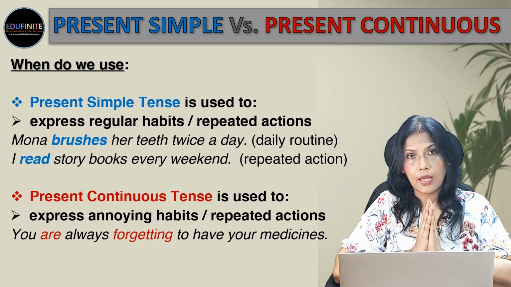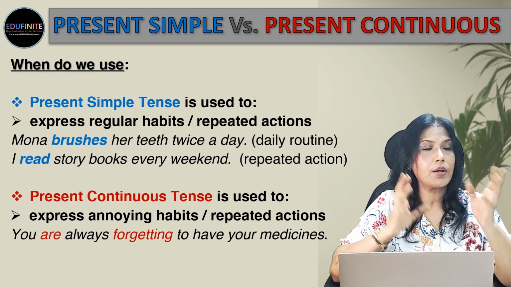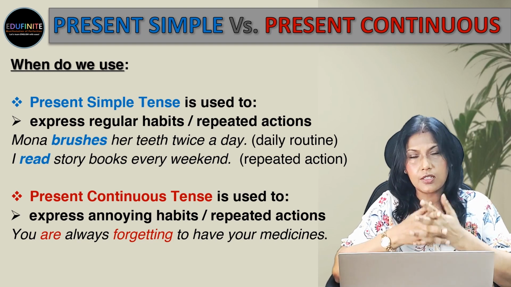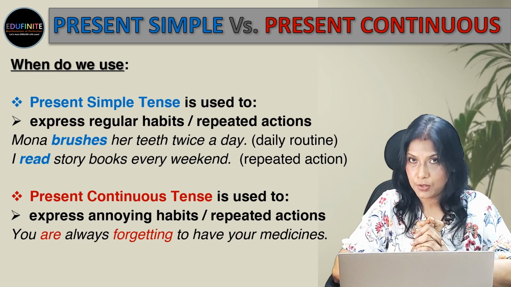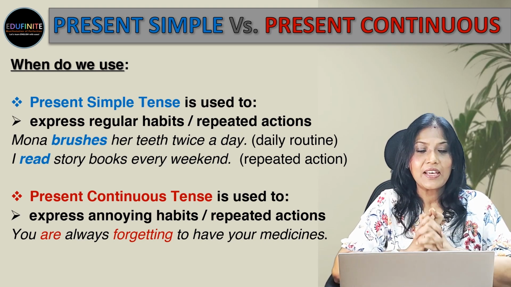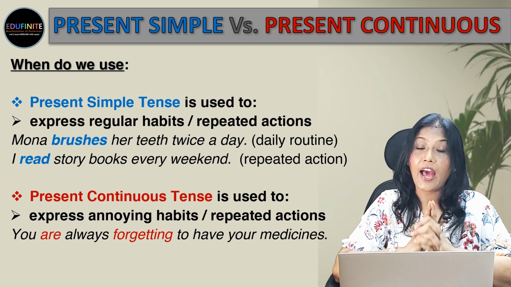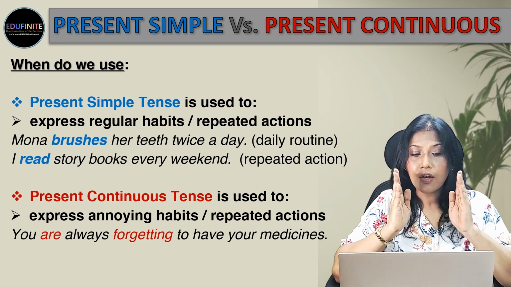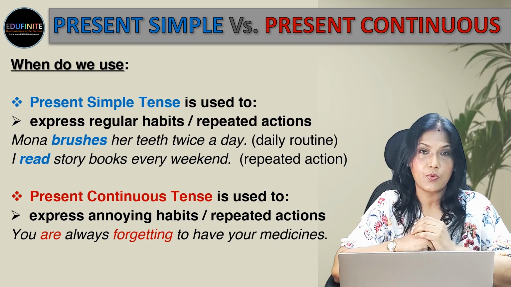Now I get fed up and I tell someone, maybe my mother, every time I have to go and remind her, she won't take her medicine, she'll just forget it. I know people, when they become old, they tend to forget. I shouldn't get annoyed, but at times it happens. Okay, so what do I tell her then? You are always forgetting to have your medicine. So see, we use that word always. Always has to be added in between.